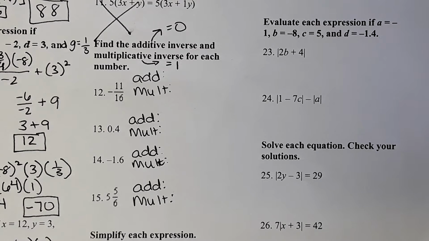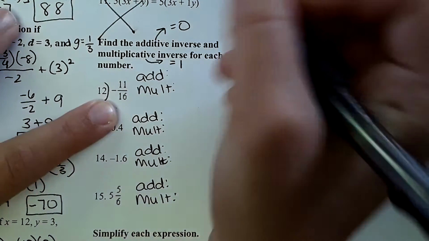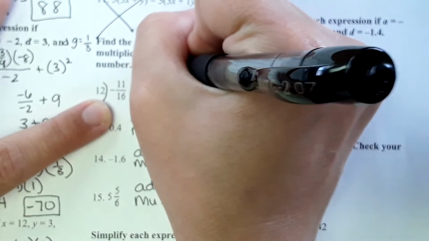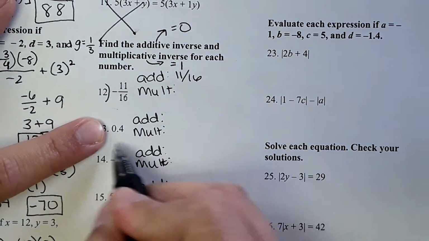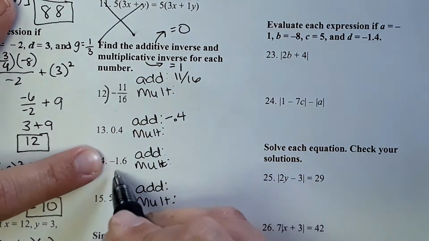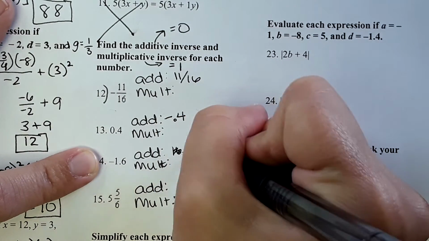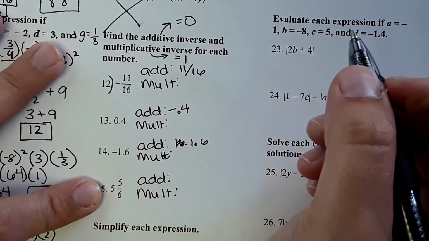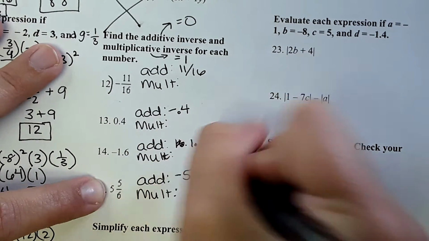Yes? For additive, don't you just add or like switch the sign? Yes, pretty much. Yeah, the additive one is really simple. Whatever number you have, just put the positive or negative of that. So negative 11 over 16, the additive would just be positive 11/16. We can go through and do all the additive ones. This would be negative 0.4. This would be positive 1.6. And then for 5 and 5/6 would be negative 5 and 5/6. That part's easy.